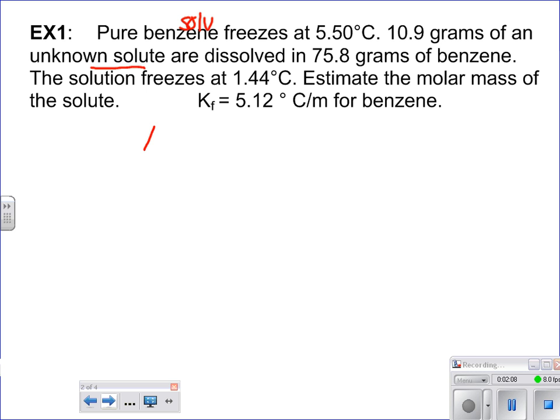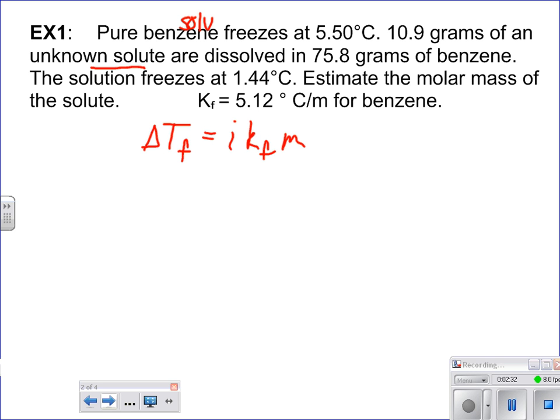I know that I'm going to use this formula. We're talking about freezing, is that right? Yes. So here is my formula. What is the first thing you guys want to do? What should we calculate first? The change in temperature. I would think that would be the best way to go with this.